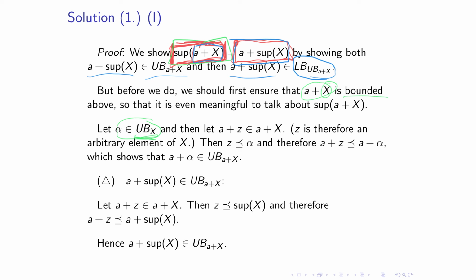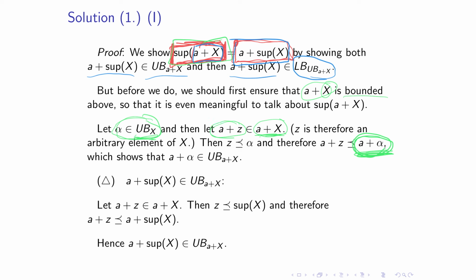Now we're going to try to find some upper bound on the set a plus x, and therefore we should pick an element out of the set and demonstrate that it precedes whatever we think the upper bound is. Now, if we have that alpha is an upper bound of just plain x, it makes sense to guess that alpha plus a, or a plus alpha, is an upper bound on a plus x. So this is what we're going to try to show is an upper bound on a plus x.